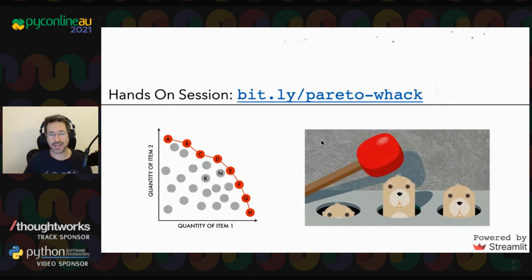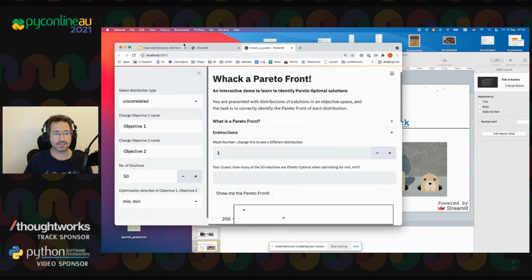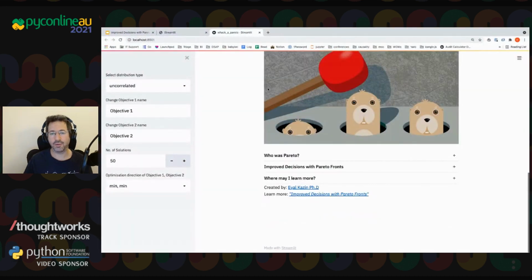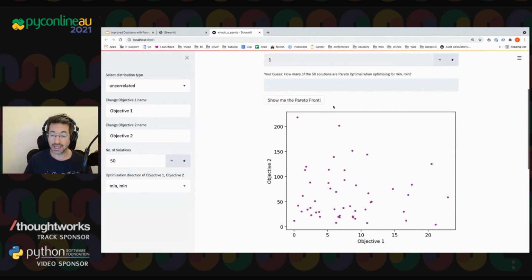Okay, so with that, in order to practice this concept, I created an app, and here's the link. So feel free to go into the link, and I'll demonstrate it. Cool. So I call it Pareto Whack because just like in Whack-A-Mole, the objective is to look at a distribution and try to guess which solutions are actually Pareto optimal.